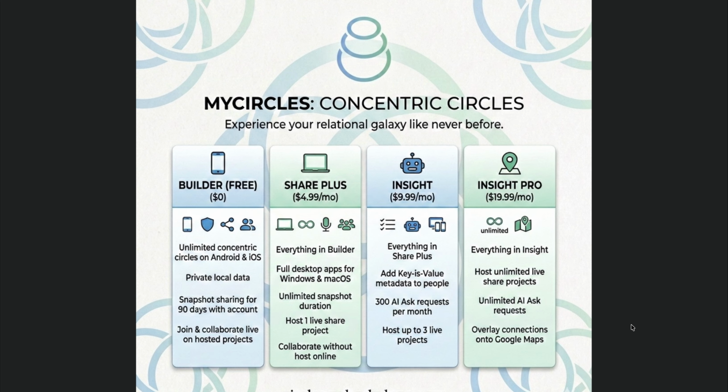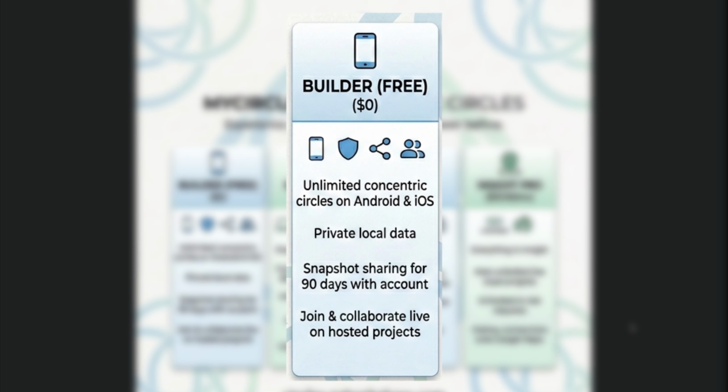All you have to do is email me and pick the plan that you want to be a part of. For the builder, that's the free plan. You can have it on your phone on Android and iOS. You can build as many projects as you want locally and share them up to 90 days when you sign in with an account. And again, the person who receives your project doesn't need to have the account or the app. They can view it on the web. You can also join and work with other people who have live share projects, so you don't have to host them yourself. You can join and work on them.